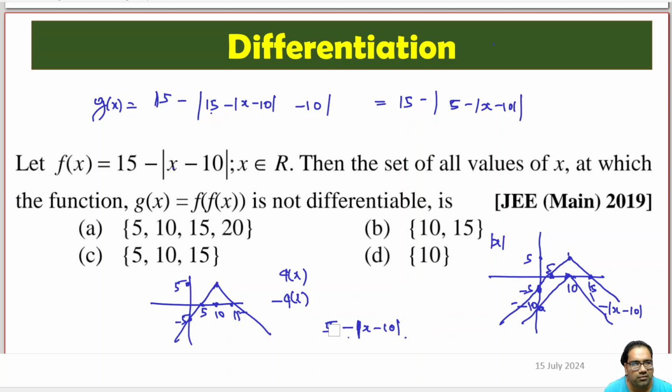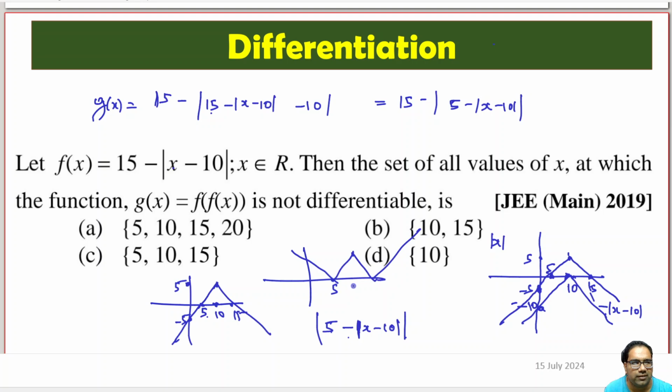Right, now what we have to do? Absolute value of this one. We have 5 minus absolute value of x minus 10. Now we want to do absolute value of this one. That means whatever is there below this, that will flip. Whatever is below the x-axis will just flip upside. So this part will flip upside, and whatever is here will remain. And this part, whatever it is here, will also flip upside.